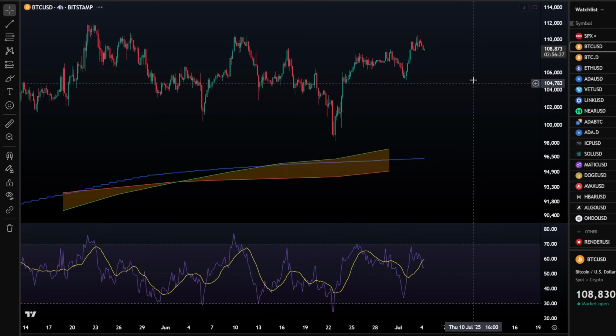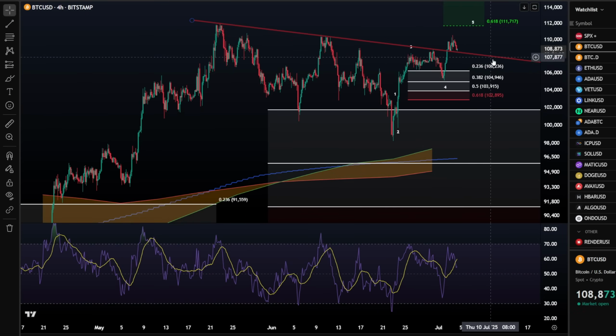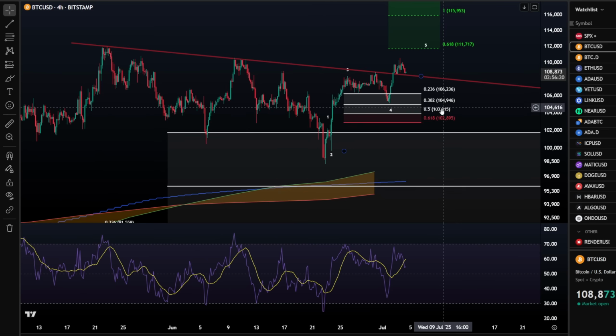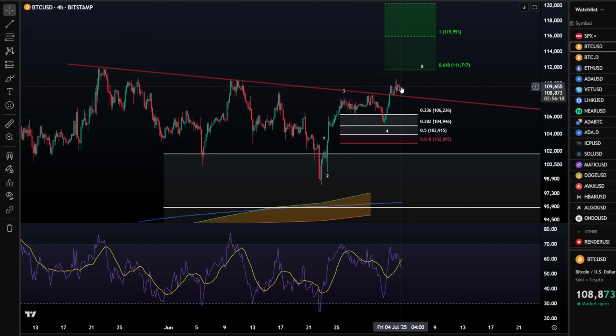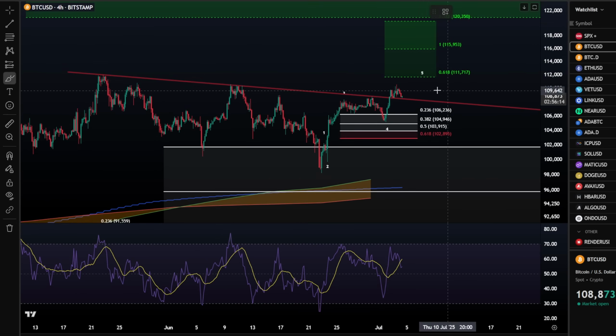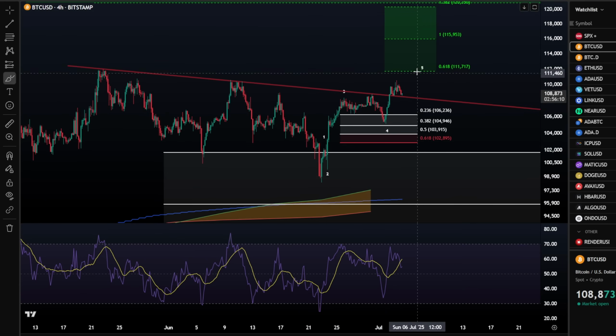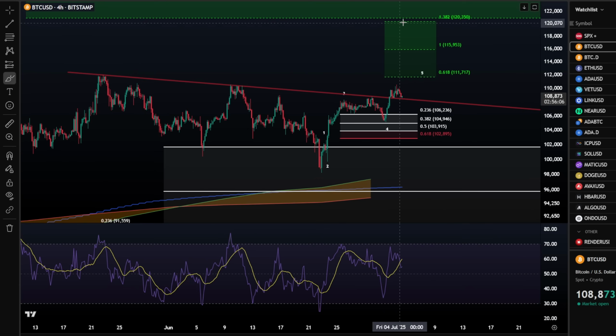Now, I want to talk about Bitcoin and Ethereum as well, because whatever Bitcoin does and whatever Ethereum does, Cardano usually follows that. So as you can see, Bitcoin is still expected to go a bit higher, and my target for the fifth wave right here of the 1, 2, 3, 4 setup is between $111,700 and maybe even like $120,000 in a more bullish scenario if the fifth wave actually overextends.